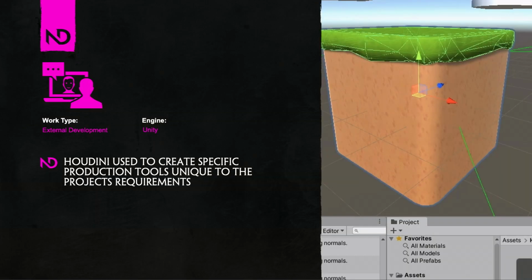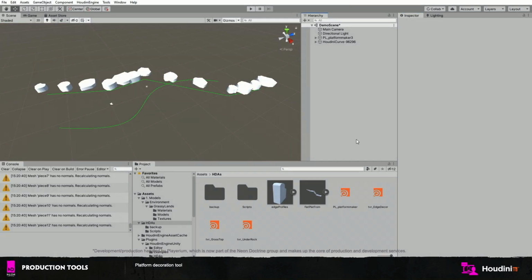Now I'm going to move on to another production tool example. In this example, we were using it as part of an external development situation. We mainly used Houdini to create specific production tools for this particular client because they had a specific pain point that they were suffering through during production. So we proposed a few solutions along with a roadmap and a few other production-related documents for them to review, and then ended up creating a few different tools for them.